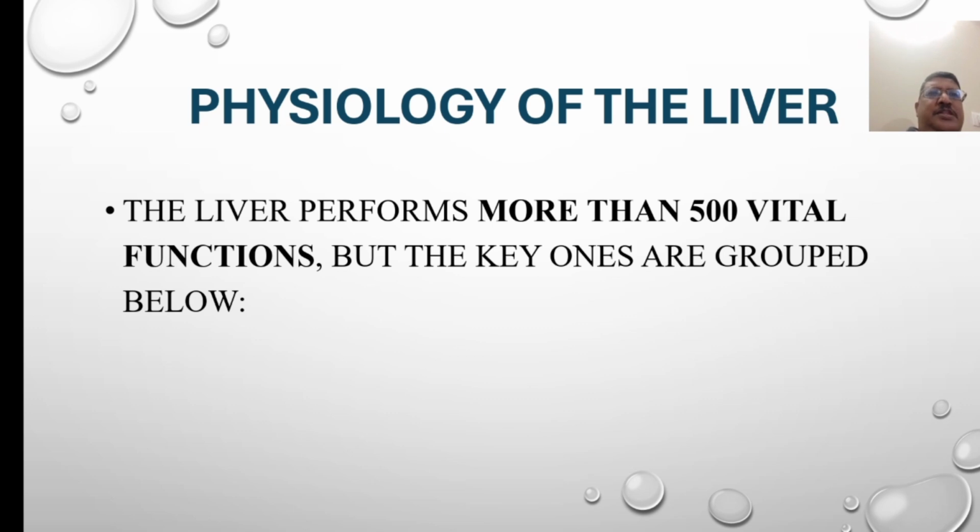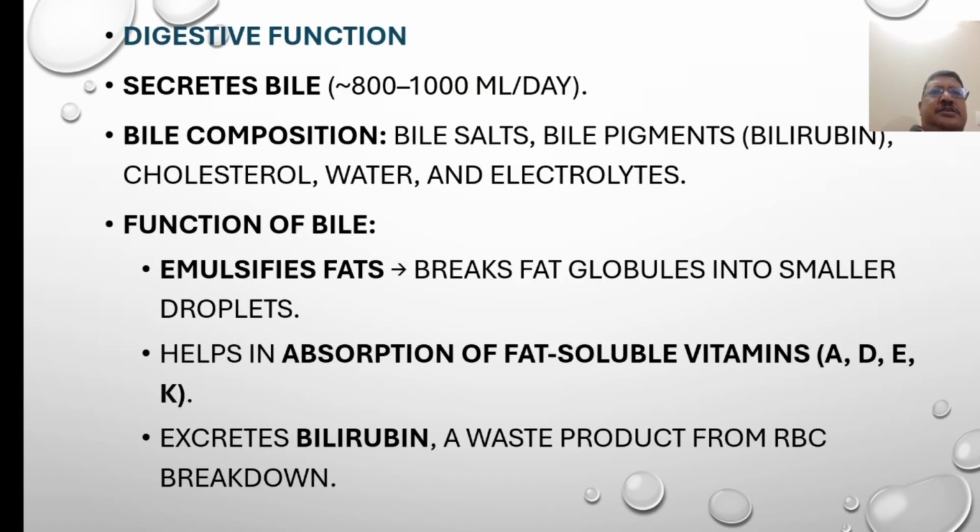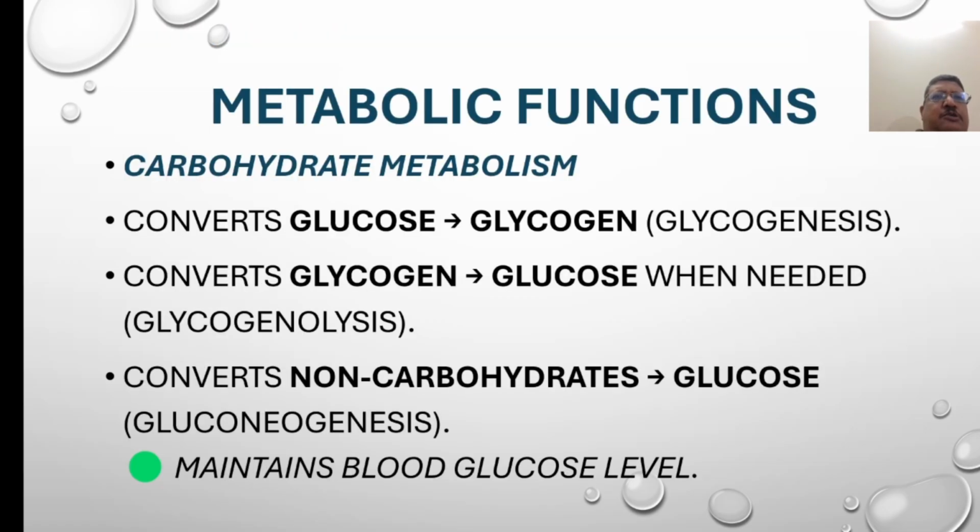Physiology of the liver. The liver performs more than 500 vital functions, but the key ones are grouped below. Digestive functions: secretes bile 800 to 1000 ml per day, bile composition: bile salt, bile pigment, bilirubin, cholesterol, water and electrolytes. Function of bile: emulsifies fats, breaks fat globules into smaller droplets, helps in absorption of fat soluble vitamins A, D, E, K, excretes bilirubin, a waste product from RBC breakdown.